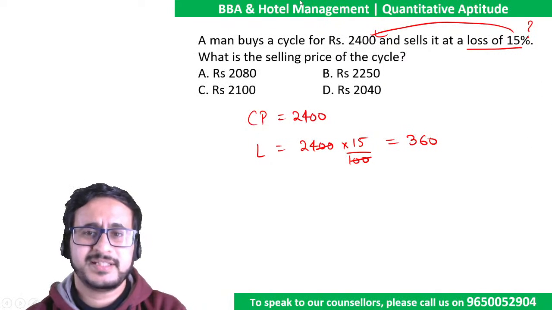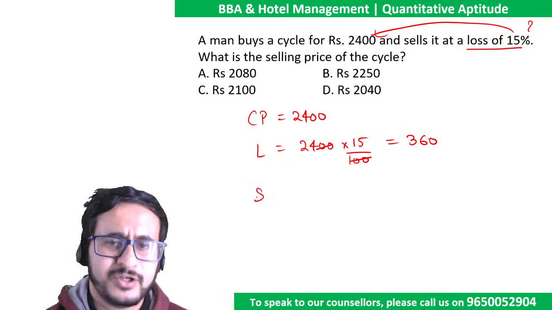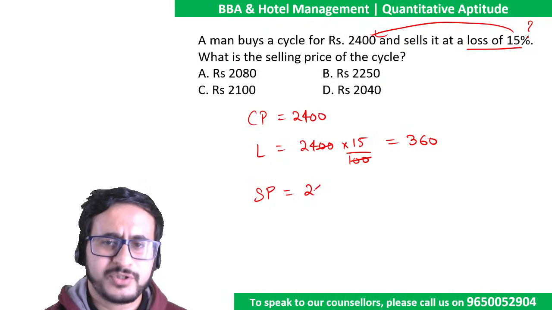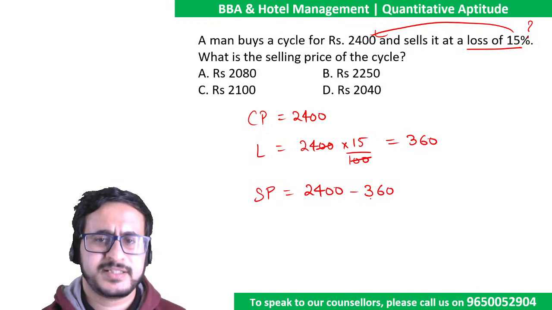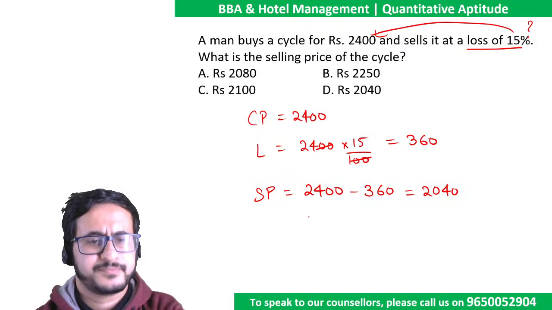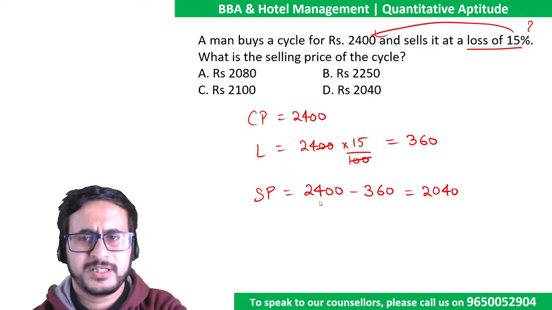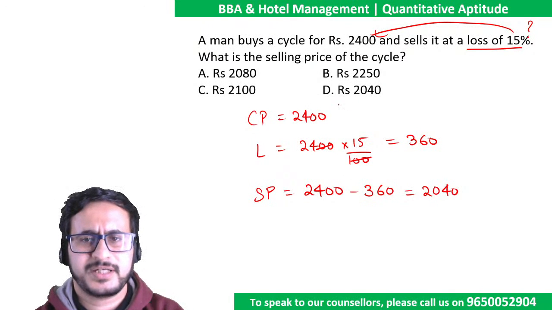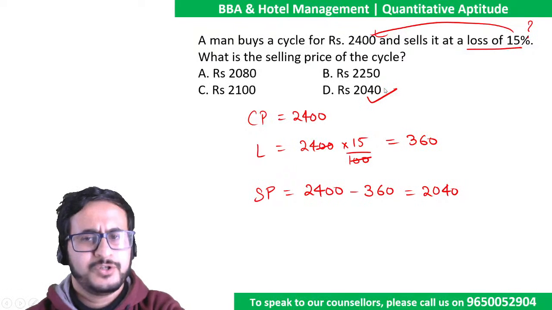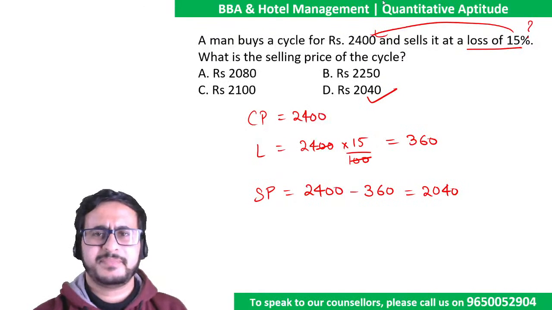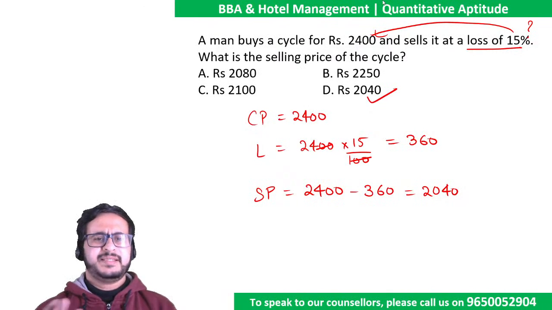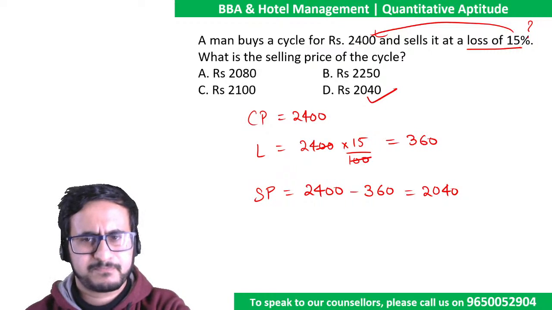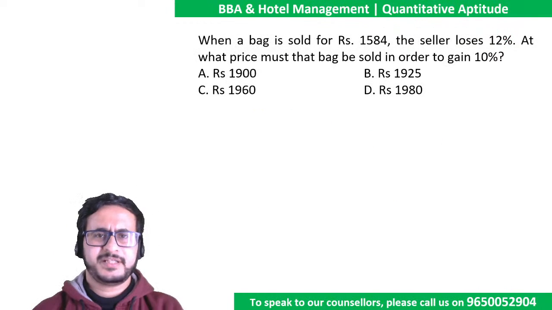Now if you are losing 360, obviously you are selling at a lower price. So what will be your selling price? 2,400 minus 360. That will be 2,040. So the answer is option D, 2,040 rupees. This is quite a simple thing. You calculate using percentage, you calculate the profit or loss and then find the selling price. Okay, let's look at the next question.